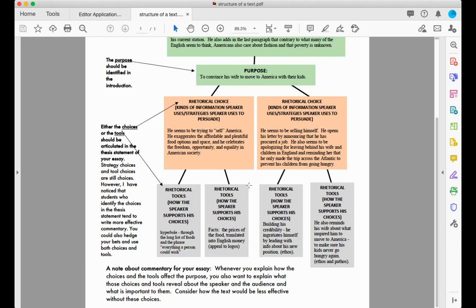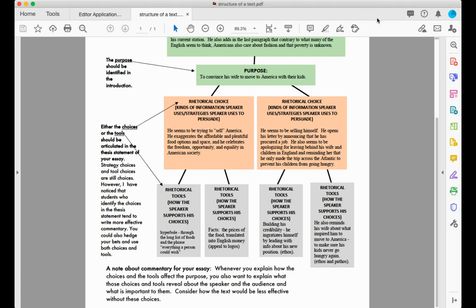But I've noticed that those people who are writing stronger commentary and are getting a sophistication point in my mind are the ones who identify the rhetorical choices as I have defined them, like what kinds of information the speaker uses, the strategies the speaker's using to persuade. The people who are writing better commentary tend to identify those in their thesis statement. Sometimes they identify not only the choices but also the tools. But it seems to me that those people who are identifying only the tools sort of forget where they're going with their commentary. So just something to think about when you're writing your essay.